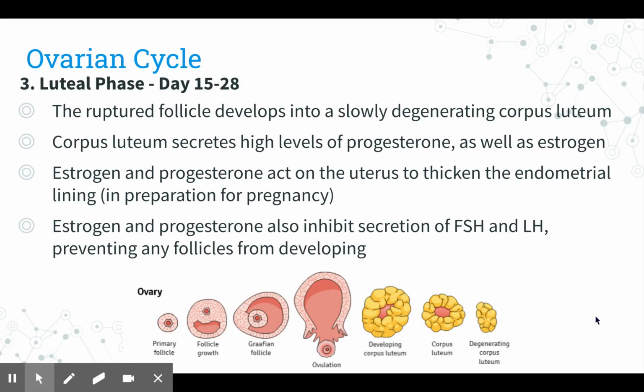And the final stage of the ovarian cycle is the luteal phase. This happens in the second half of the monthly cycle, where that ruptured follicle, that now empty sac, develops into a corpus luteum. The corpus luteum secretes progesterone and estrogen to act on the uterus to thicken the endometrial wall and prepare the body for pregnancy. Estrogen and progesterone both have an inhibitory effect on the pituitary gland hormones, FSH and LH. So no new follicles develop during this time.